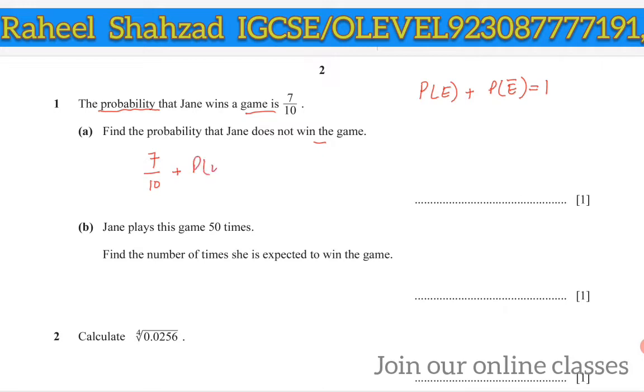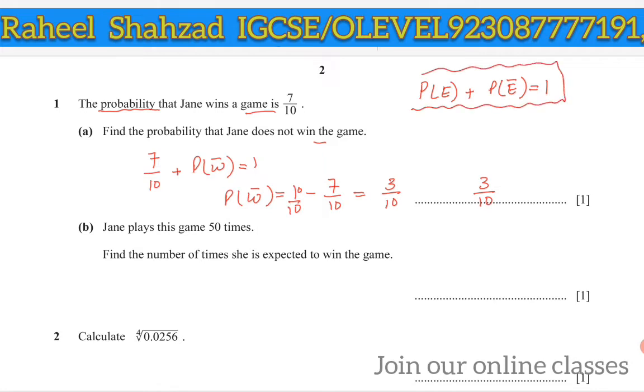plus the probability of not winning is equal to 1, and you have simply to subtract it from 1. So 1 minus 7 divided by 10, that is equal to 3 divided by 10. We can make the denominators equal. So it's going to be 10 minus 7, it's 3 divided by 10. So 3 divided by 10 is the probability of not winning the match. You need to remember this fact that the probability of an event to happen plus the probability of an event not to happen is always equal to 1.